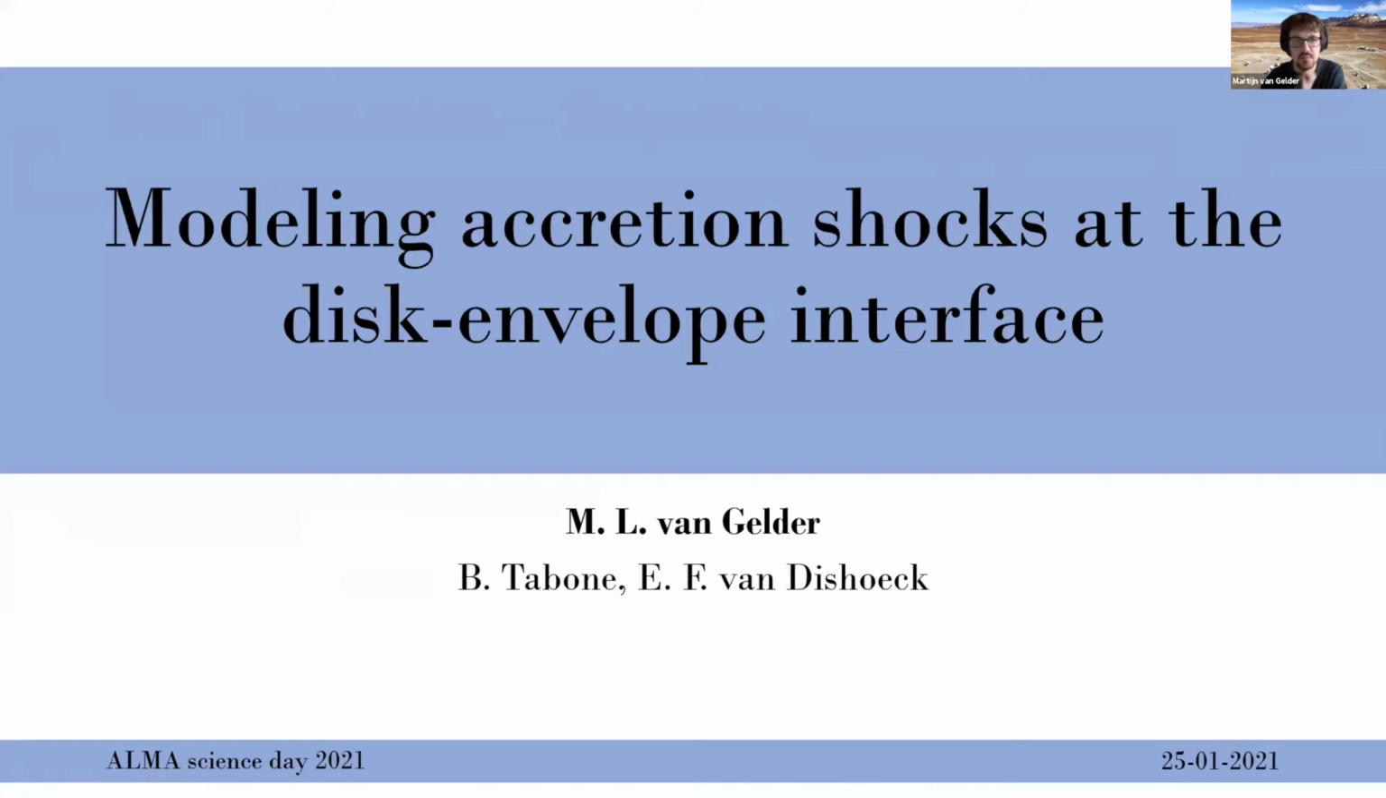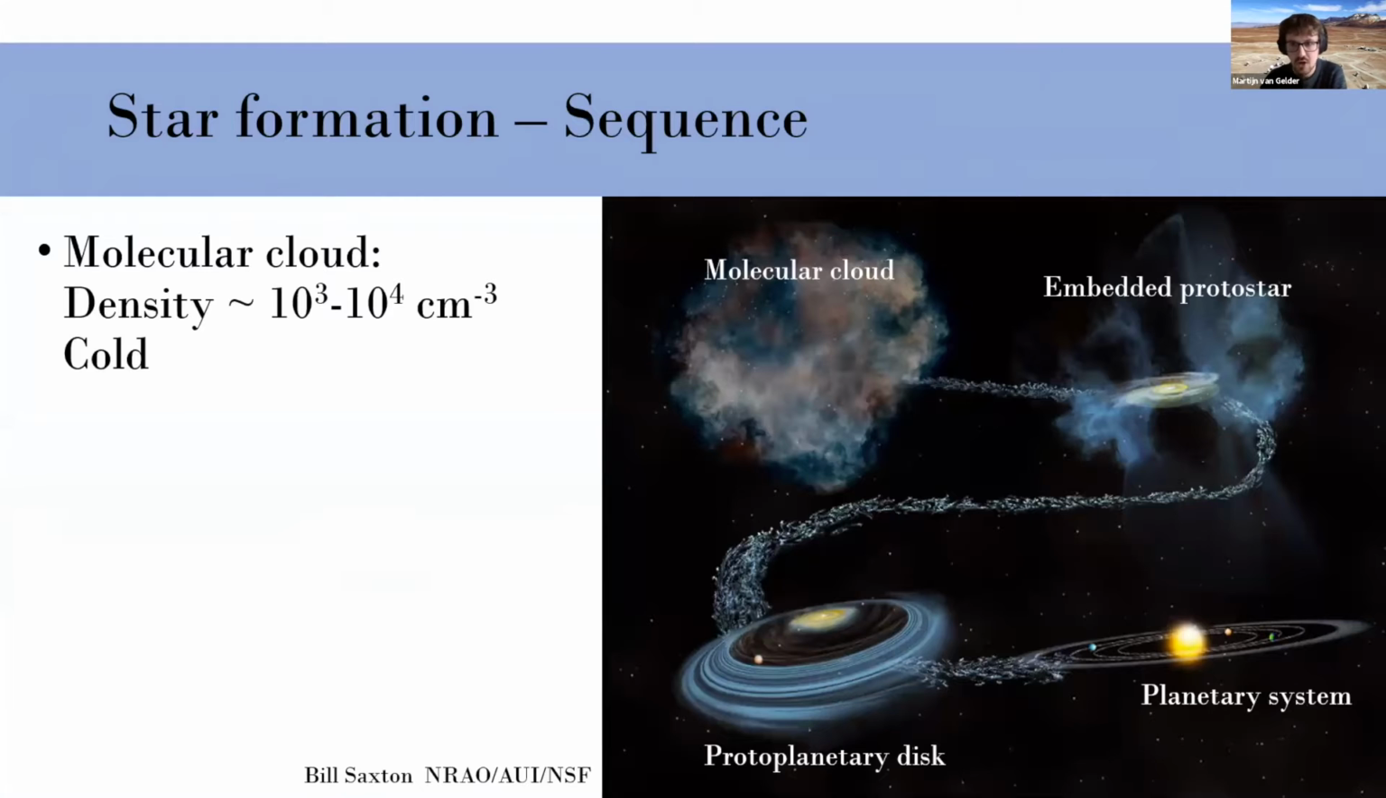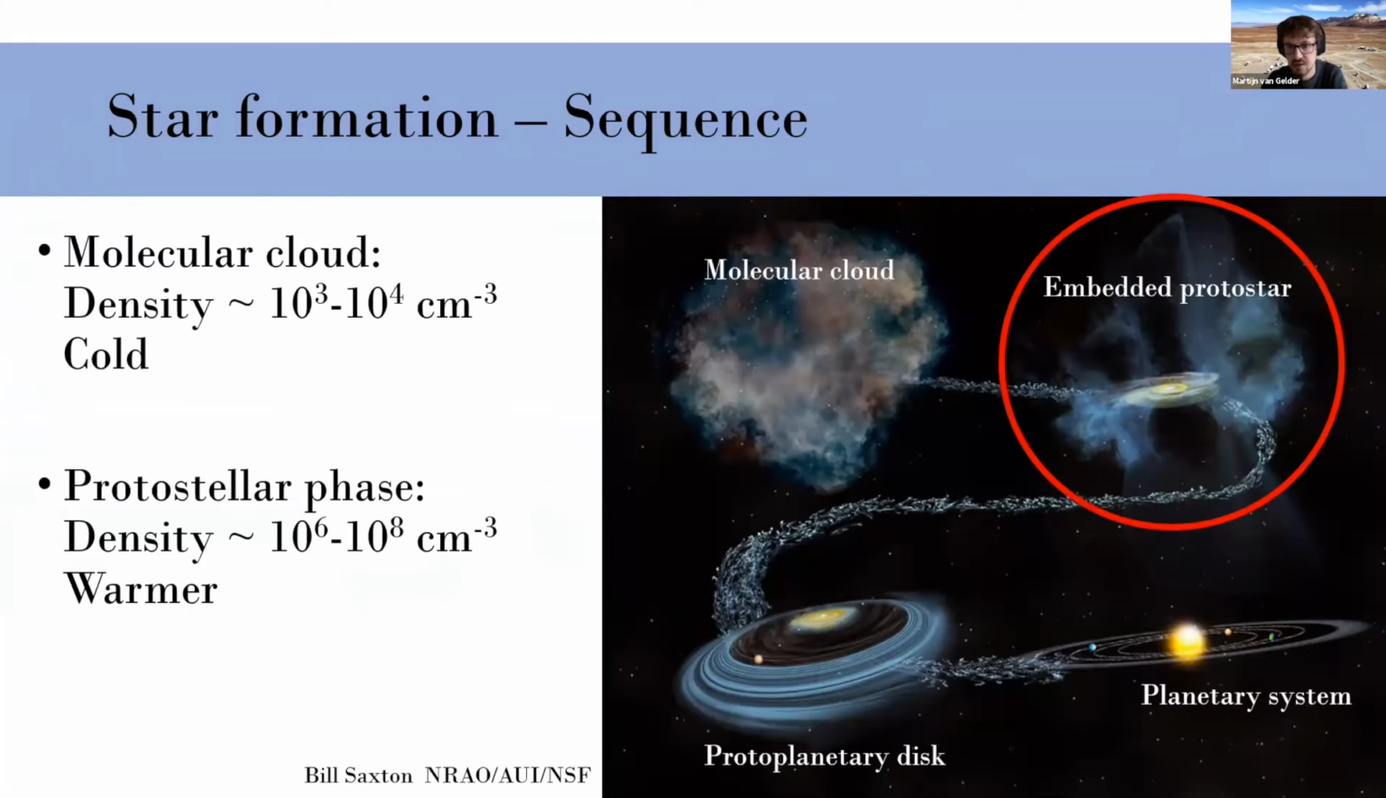So as introduced, I will be talking about modeling accretion shocks at the disk envelope interface. So to start with this quite familiar picture, which we've already seen quite a few times today. I'll be very short on this: I will be focusing in the star formation sequence on the embedded protostellar phase. And an important thing to note here is that we're really talking about somewhat higher densities than the typical molecular cloud phase, so 10 to the 6, 10 to the 8 per cubic centimeter.